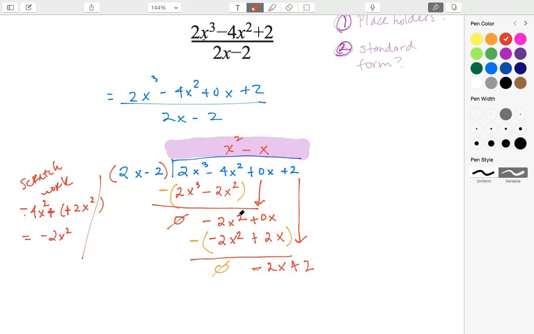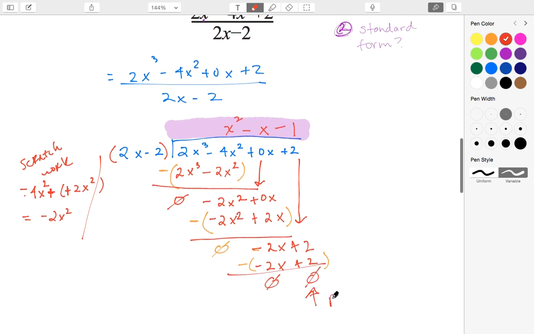What times 2x gives me negative 2x? That is negative 1. And then you repeat, negative 1 times 2x is negative 2x. Negative 1 times negative 2 is positive 2. And then we subtract. And we'll get 0. And then 2 minus 2 is 0. And because we got our remainder is 0, that means x squared minus x minus 1 and 2x minus 2 are factors of this dividend.